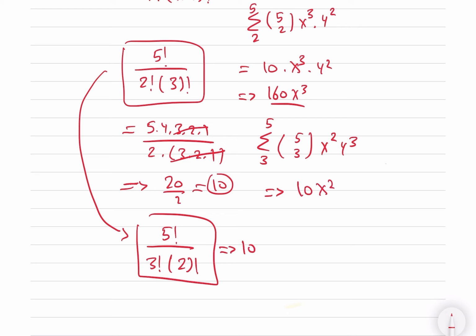Okay, 10x squared times 4 cubed. Doing the math, we're going to be left with 4 cubed. Where is it... here it is.